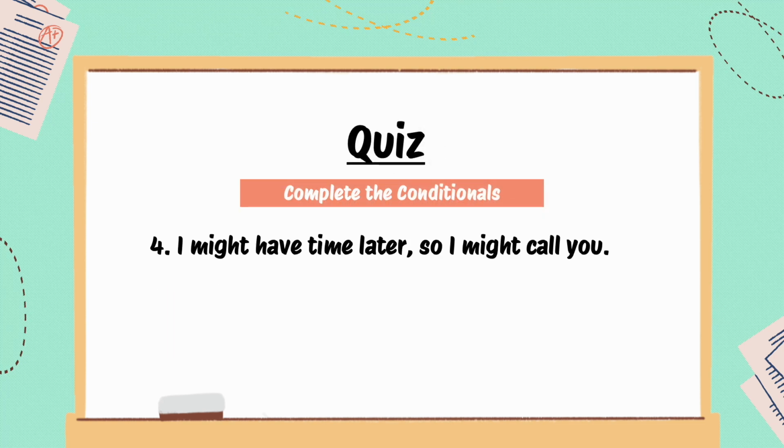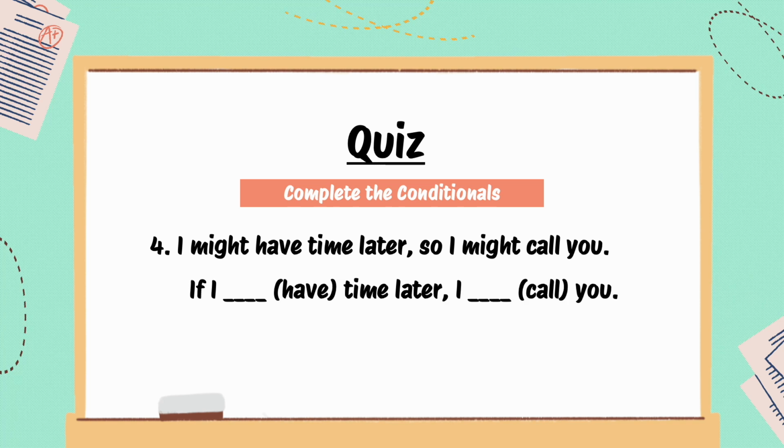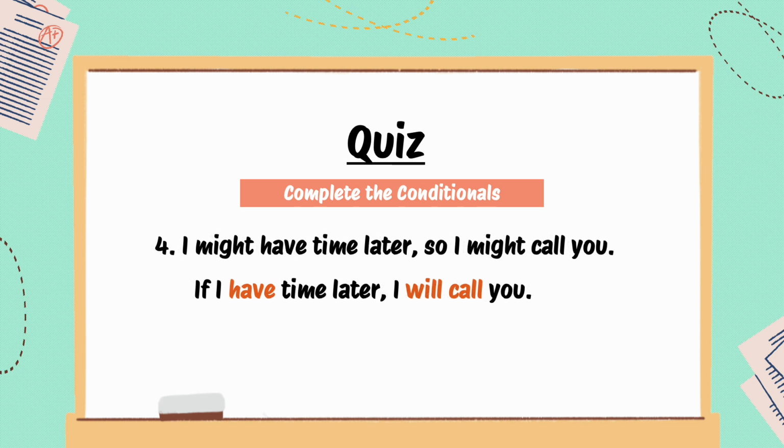Now, number 4. I might have time later, so I might call you. The answer is, if I have time later, I will call you. This is the first conditional. It uses the present tense with will and refers to something real in the future.